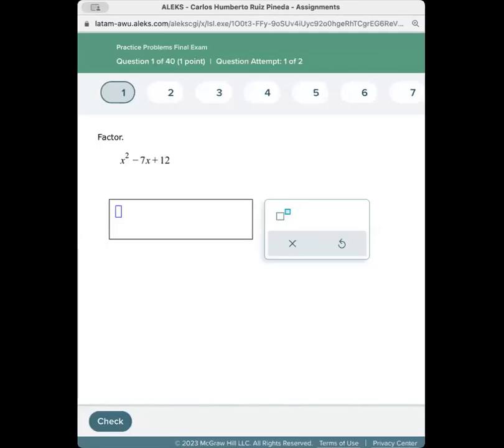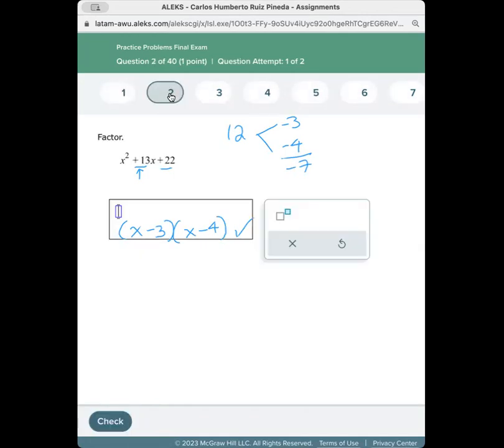In this example, we need to find two numbers that multiplied give you 12 and add up to -7. So these numbers are 3 and 4. But the result, when you add these, you get +7. So they both need to be negative, so -7. My factors are x minus 3, x minus 4. And I'm super done.